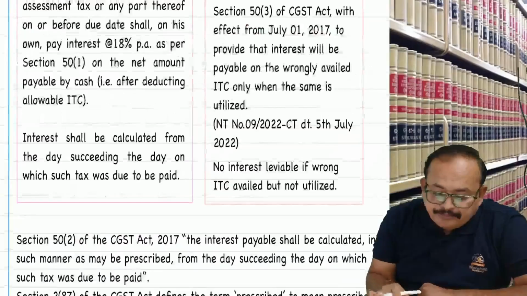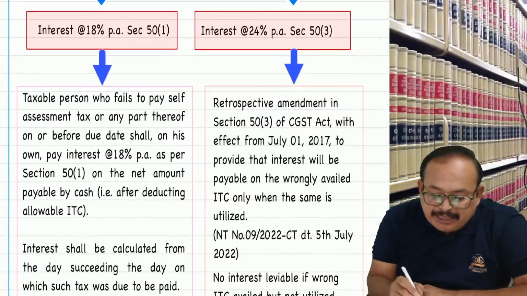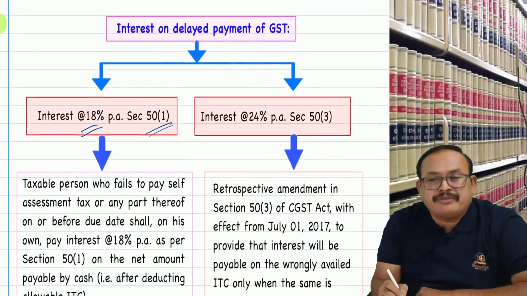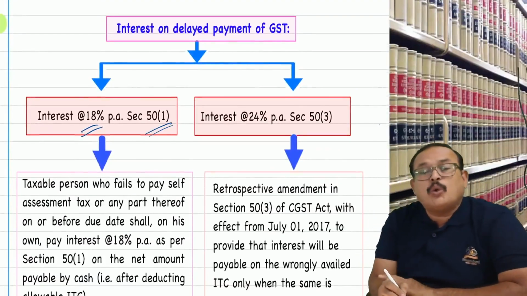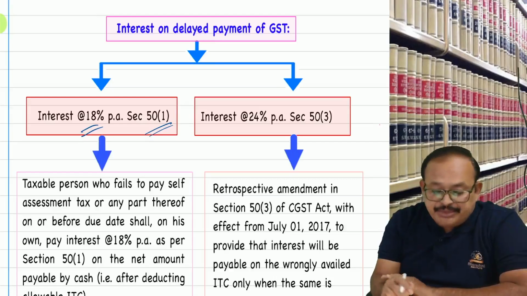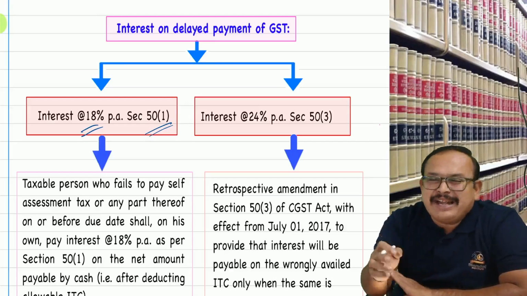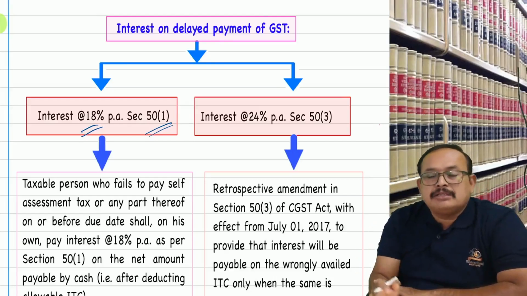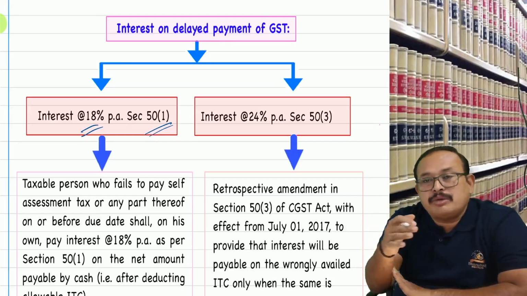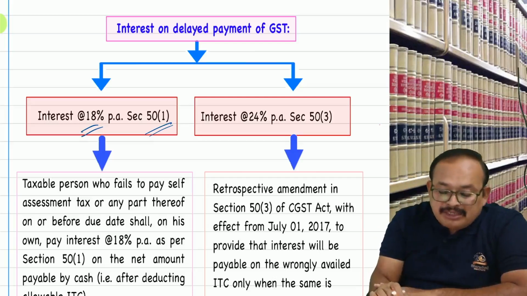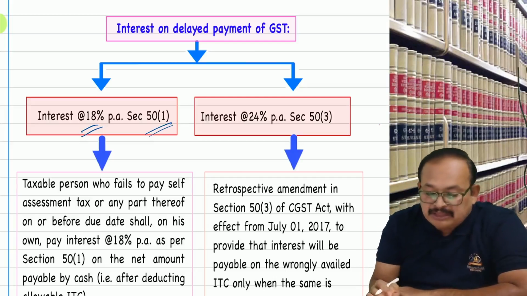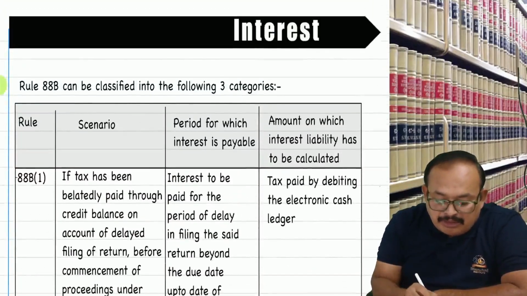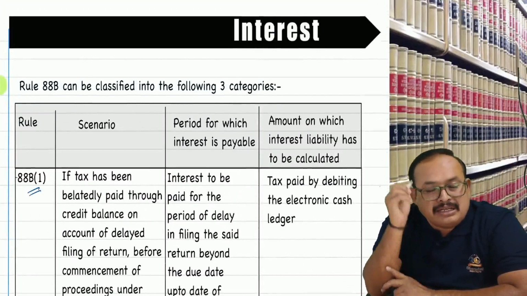18% interest per annum under section 50(1) applies only when there are Rule 88B sub-rule 1 or sub-rule 2 cases. What are sub-rule 1 and sub-rule 2? Here we have Rule 88B sub-rule 1.